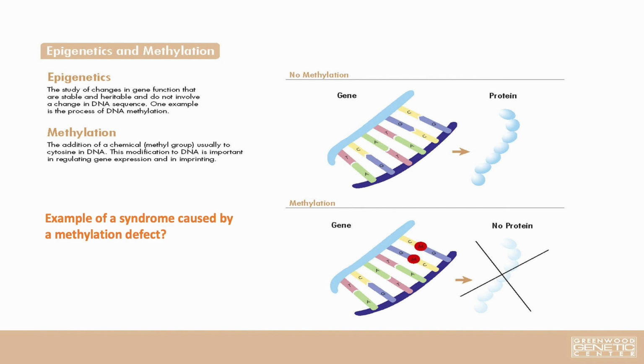A notable example is Prader-Willi syndrome, which occurs due to abnormal methylation on chromosome 15, leading to the lack of expression of critical genes inherited from the father. This case highlights the significant role that methylation plays in genetic regulation and health.